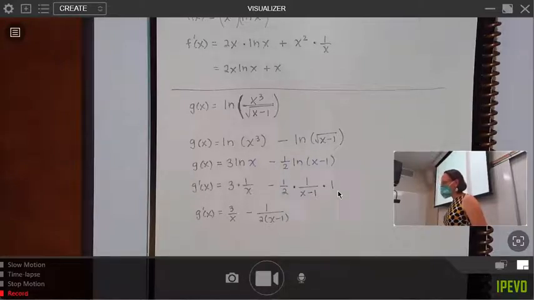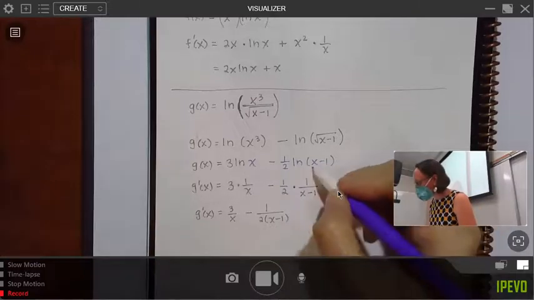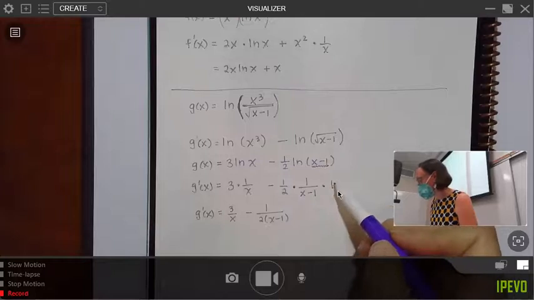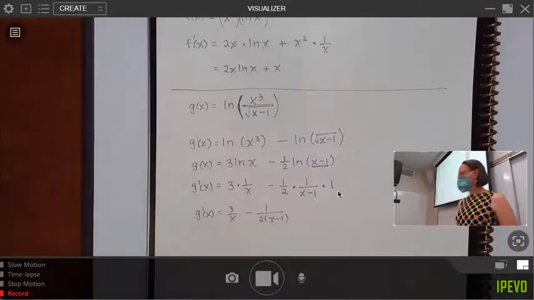Professor? Yeah. Just to be clear, the times 1 at the very end is from taking the derivative of x minus 1. The derivative of that x would be 1 and the derivative of 1 would be 0. So I didn't write the minus 0 part.